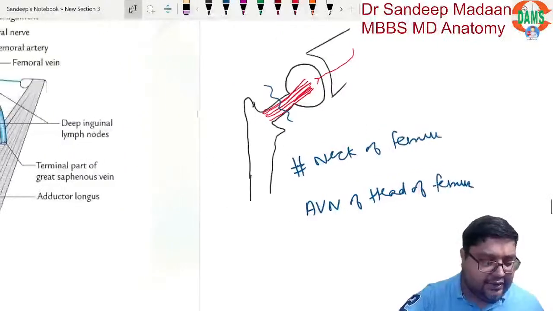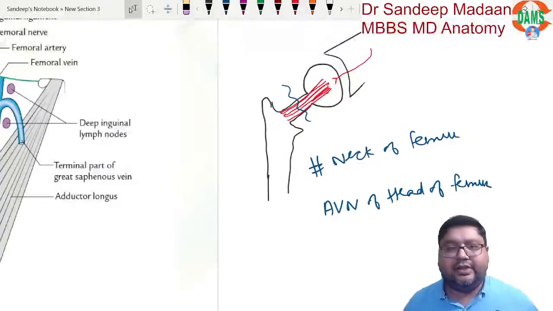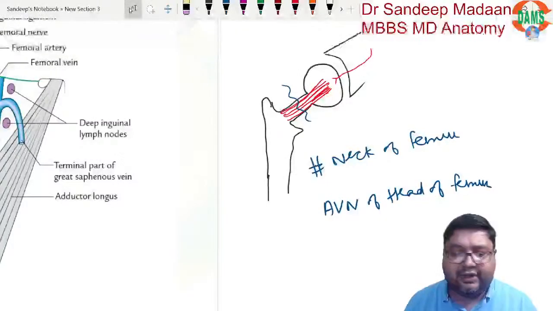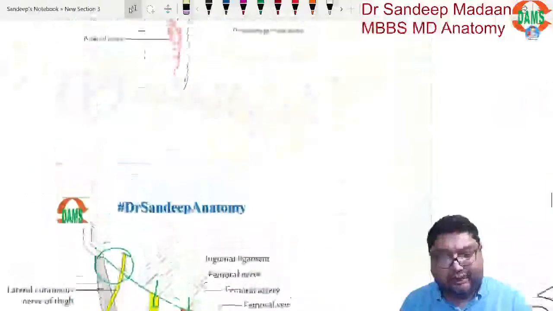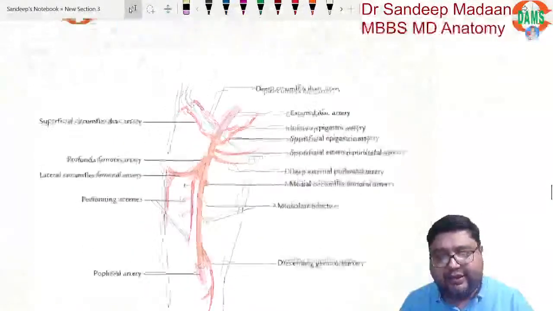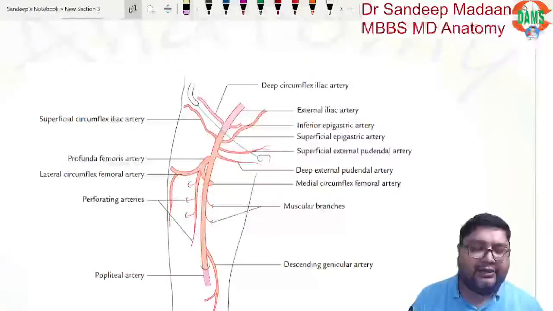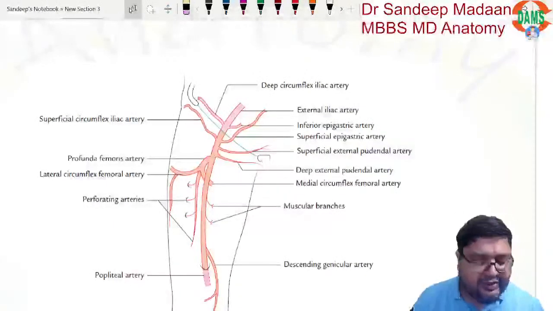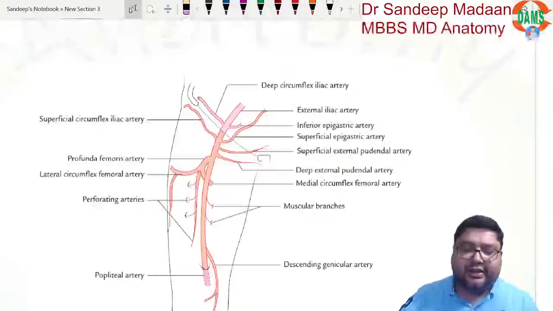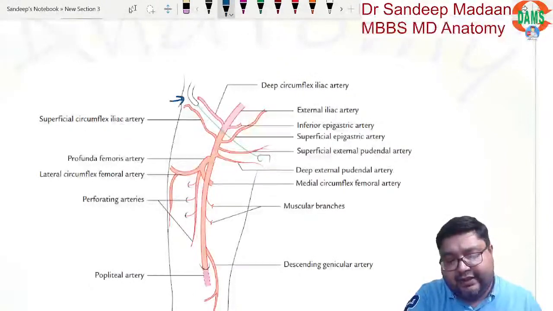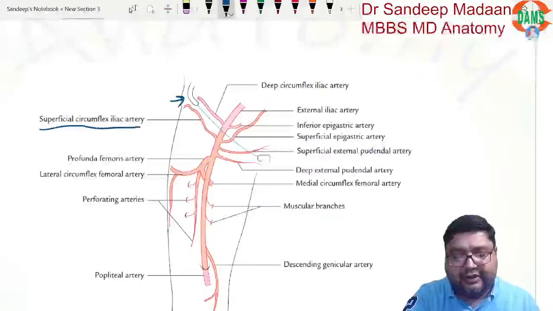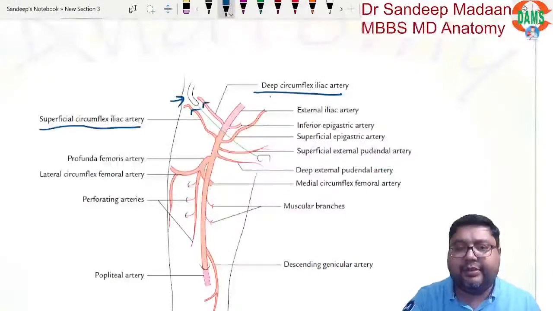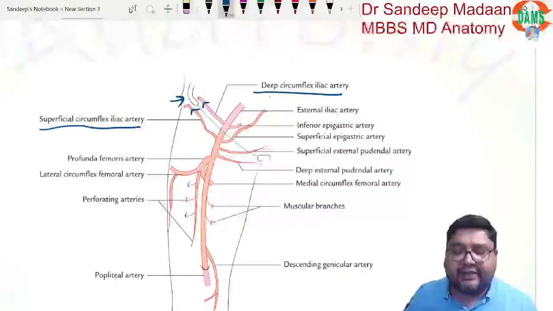Yes. So now, dear friends, let us see what are the other branches of the femoral artery, and after that we will study in detail about the femoral nerve. When you look at the femoral artery, it will be giving certain superficial and certain deep branches. What are the superficial and deep branches? See, with respect to this ASIS, the iliac spine, we have superficial circumflex iliac and deep circumflex iliac. So one superficial and one deep artery with respect to this ASIS.